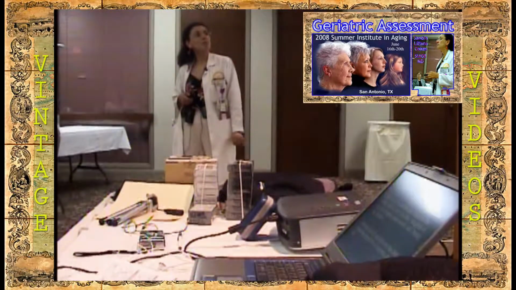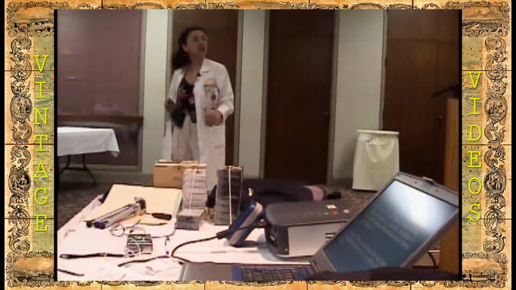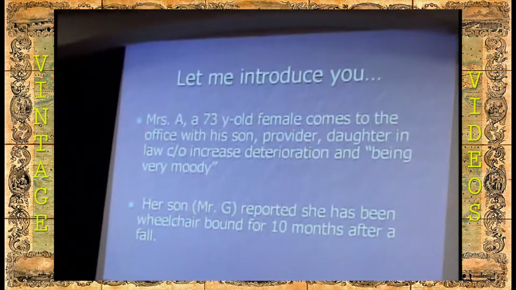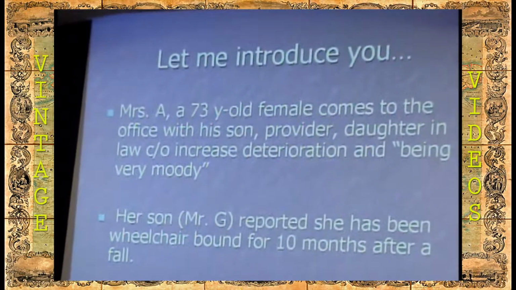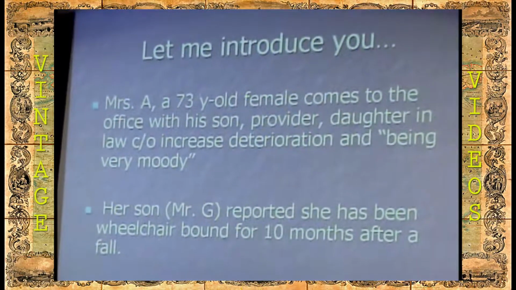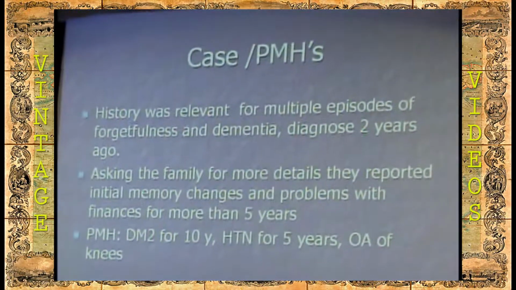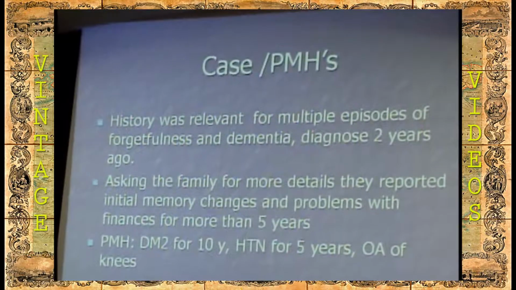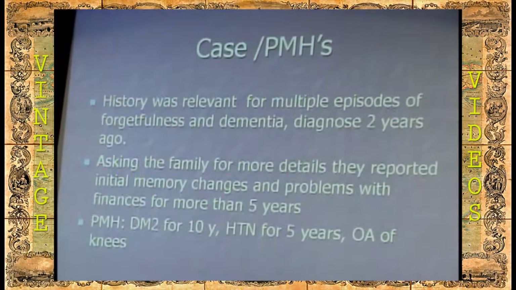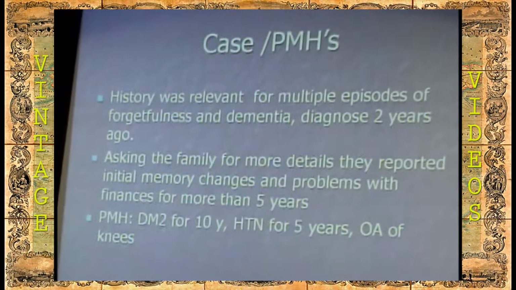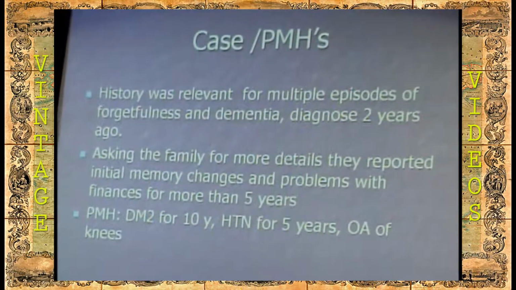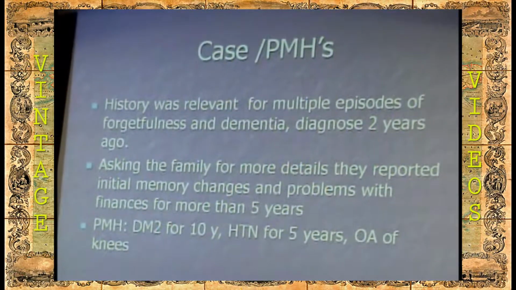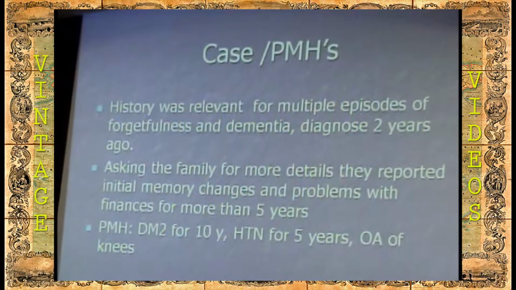This is a patient of mine, a 72-year-old female, who comes with the son and the provider. The daughter-in-law complains that she has been very moody lately, okay? Her son, Mr. G, reported that she has been wheelchair bound for 10 months after a flood. The history was relevant for multiple episodes of forgetfulness and dementia that was actually diagnosed by a prior physician 2 years ago. Asking the family for more details, they initially reported that these memory problems actually started 5 years ago. That's the famous question of, my mom has been doing great, but actually got bad last month. Well, actually, she has been getting bad for 5 years. But you need to get those questions, right?